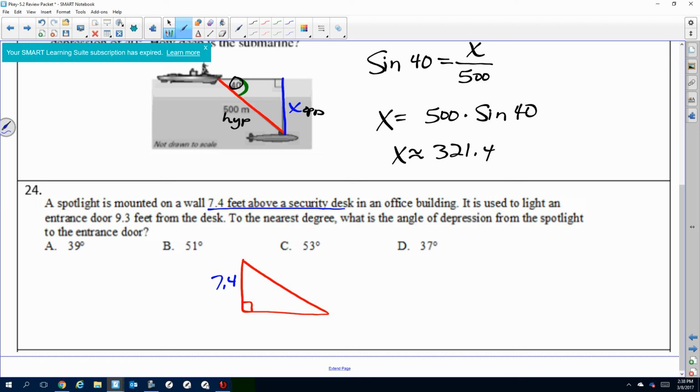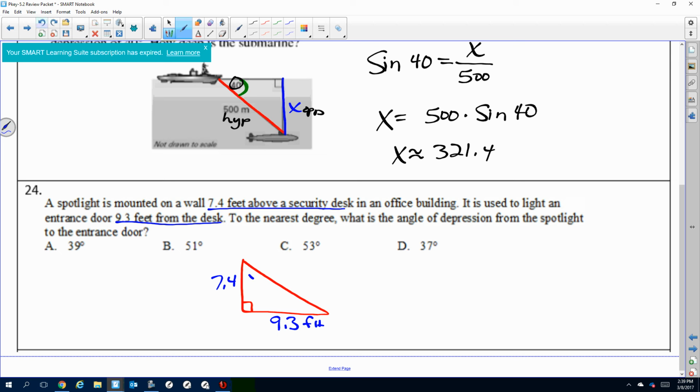And then it's used the light at the entrance door 9.3 feet from the desk. That would be on the ground, that would be here. It says to the nearest degree, what's the angle of depression? Well, most people would think the angle of depression would be right here. No, because it's made with the horizontal line.